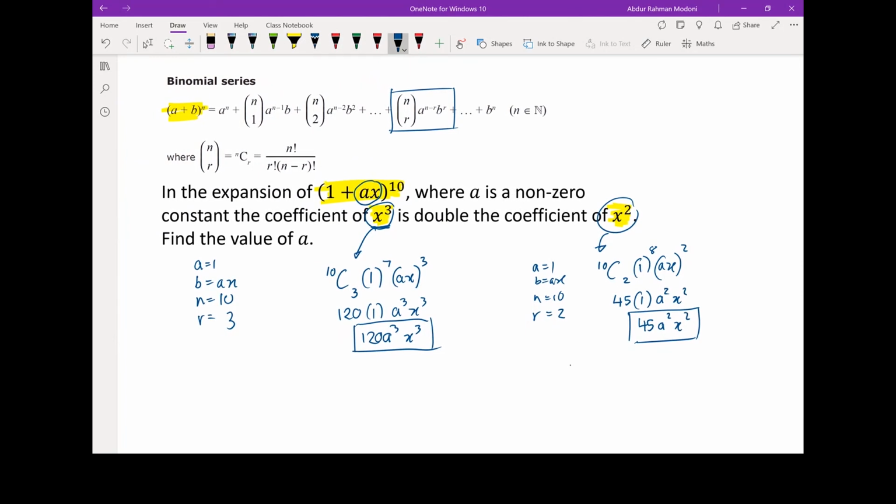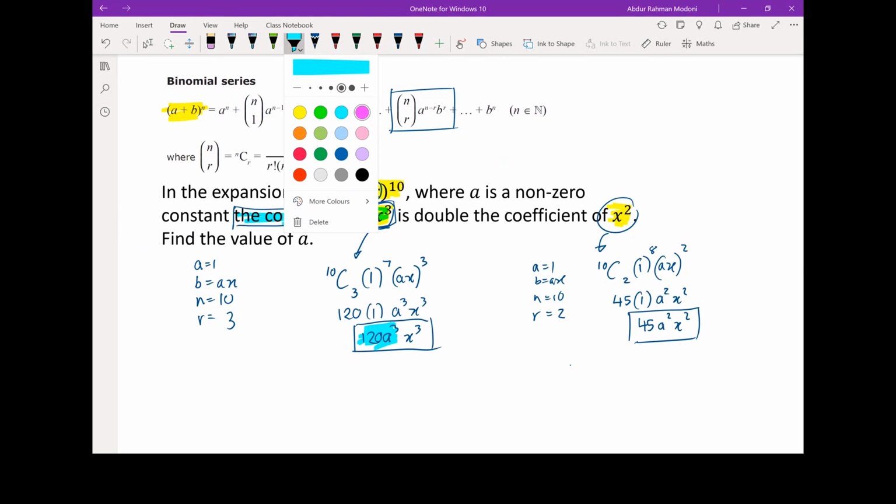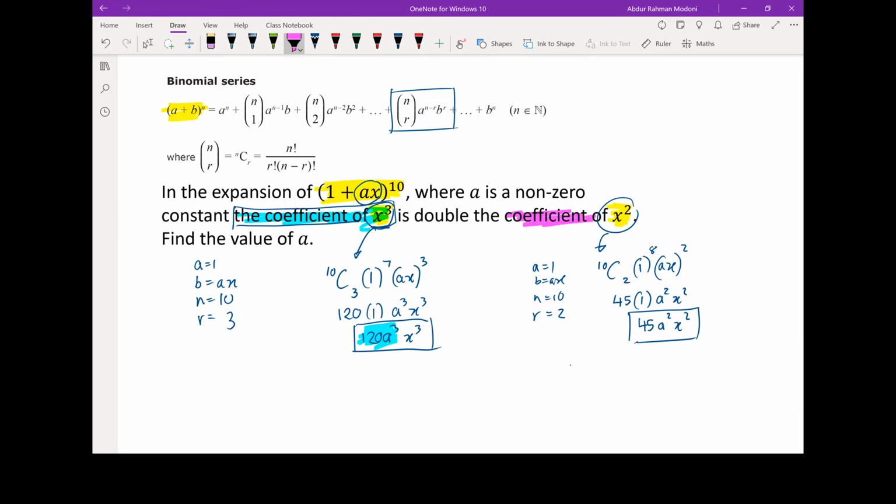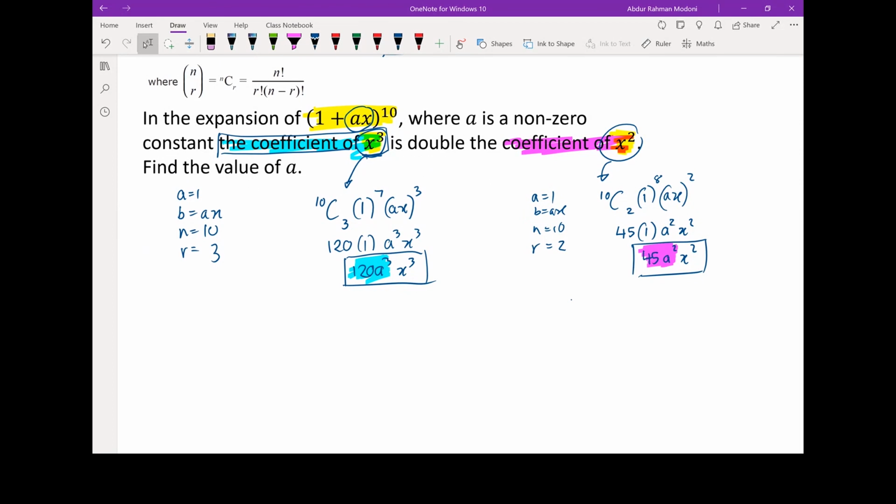And then it goes on to say here, a is a non-zero constant, and the coefficient of x cubed. First of all, let's look at this coefficient of x cubed. Where is it? It's everything before x cubed, so it's referring to this bit here. It also mentions the coefficient of x squared. It's everything that is multiplying the x squared, so the 45a squared here. And in that same sentence, it mentions that the coefficient of x cubed is actually double the coefficient of x squared.